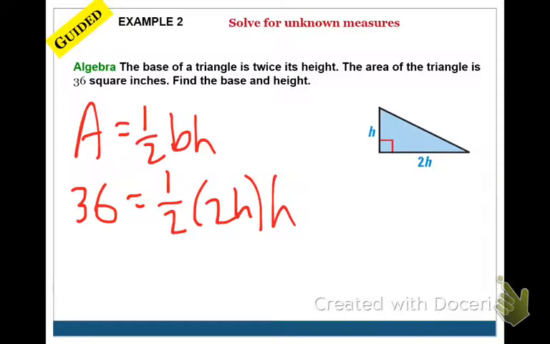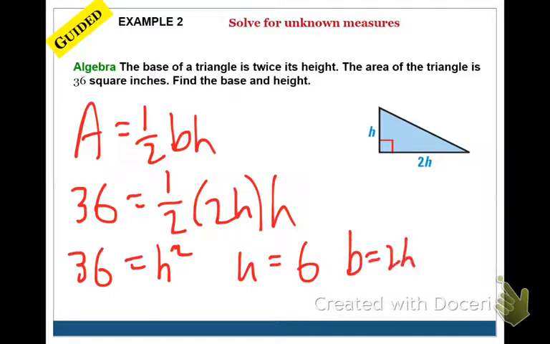So that's going to be 36 equals H squared. So the height equals what? 6. And so then the base equals 2H. So it's going to equal 2 times 6. The base equals 12. All right, any questions? No questions. Okay.